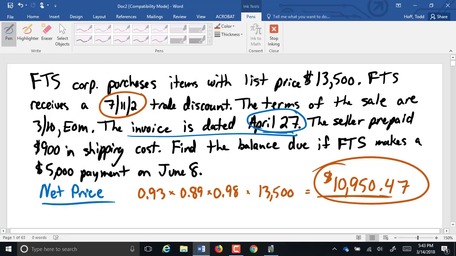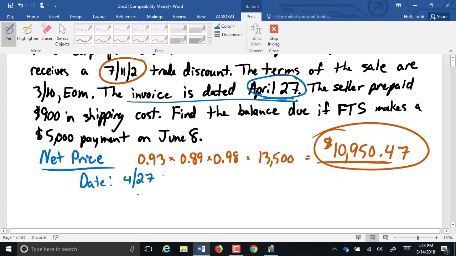So now the rest of the invoice, we have that date of April 27th. We have our terms, 3/10 EOM. We have the $900 shipping that was paid by the seller. Again, we say it is seller prepaid, that assumes it's going to be reimbursed by the buyer.